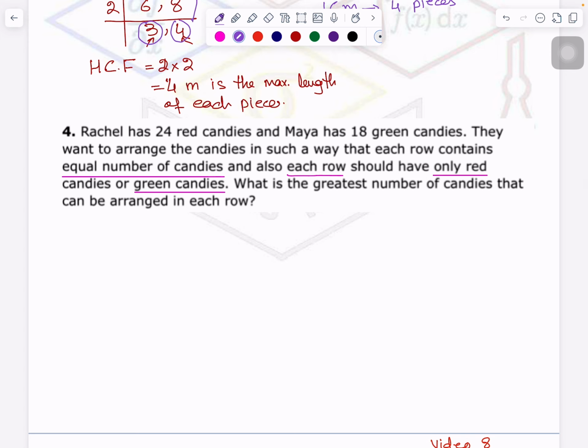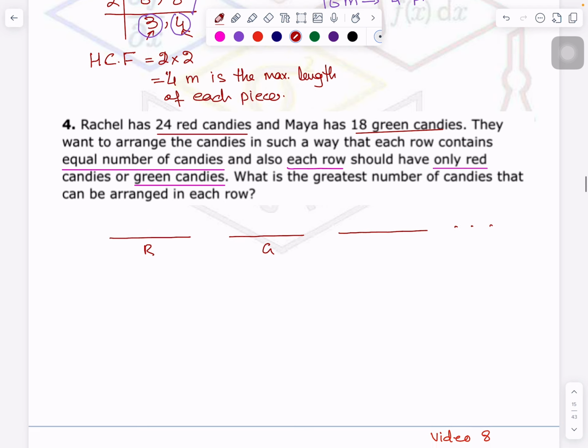Rachel has 24 red candies and Maya has 18 green candies. They want to arrange the candies in a way that each row contains an equal number of candies. So they want to make rows here, 1 row, 2 rows, I don't know how many, I'm just making it roughly. But each row will have an equal number of candies. And also each row should have only red. So if there are red candies, then there are only red candies. If there are green, then there are only green. But each row has an equal number of candies. What is the greatest number of candies that can be arranged in each row?